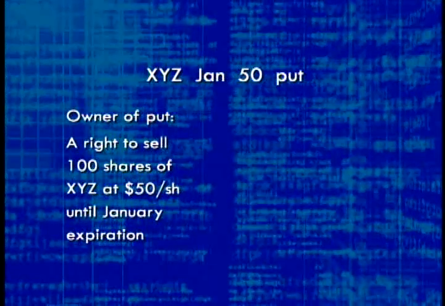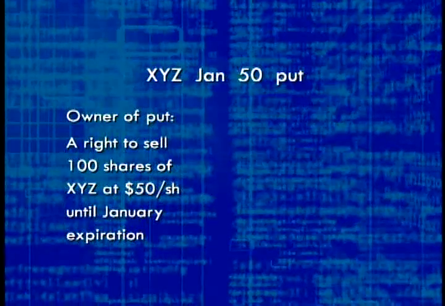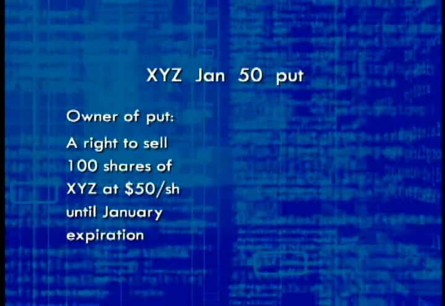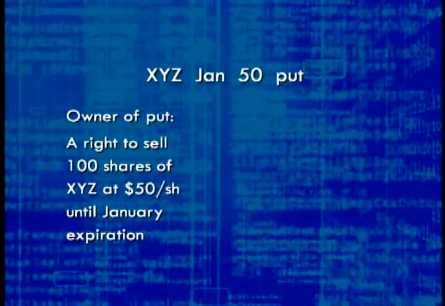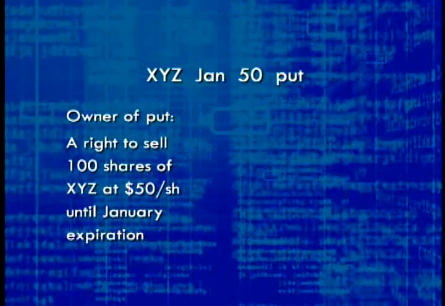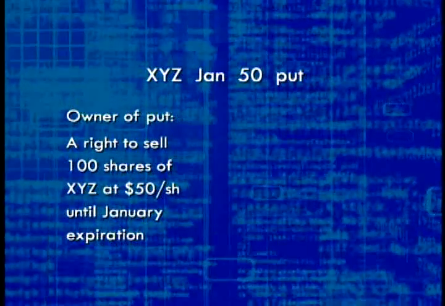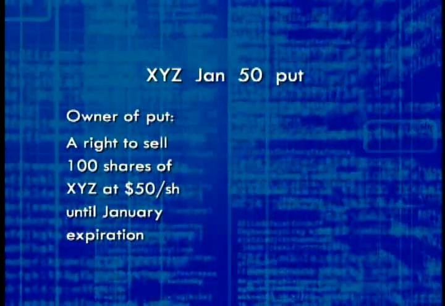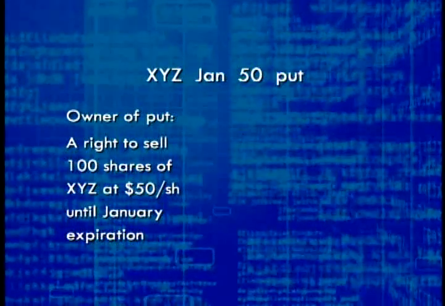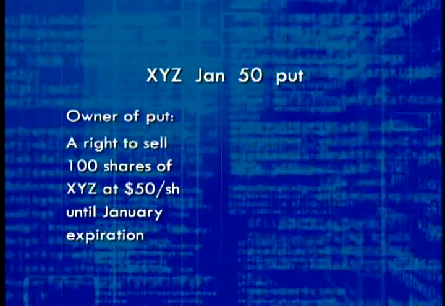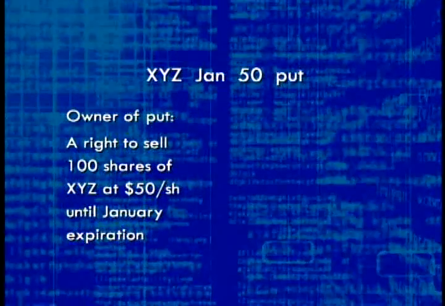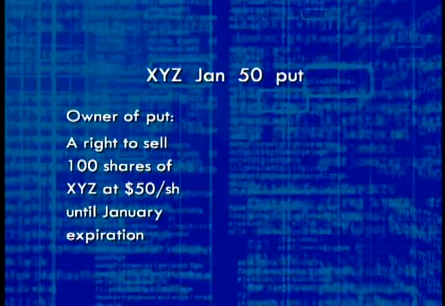Now, as with call options, there are two participants in each put option contract as well. But who owns the contract in the case of a put option? Well, that's the person who has a right to sell the stock. Notice that the owner of the put is the person with the option, meaning the person who has a right to do something. In this case, a right to sell 100 shares of XYZ at $50 per share until January expiration. So what we have to do is associate these terms, owner of the put and the right to sell.